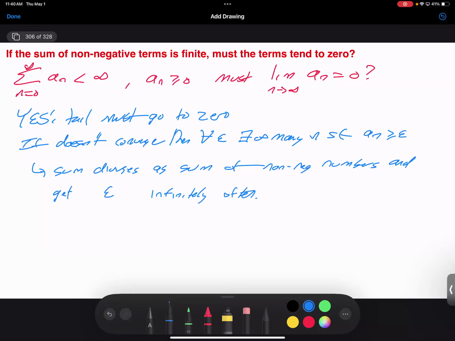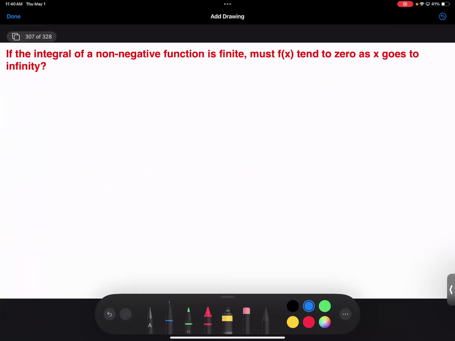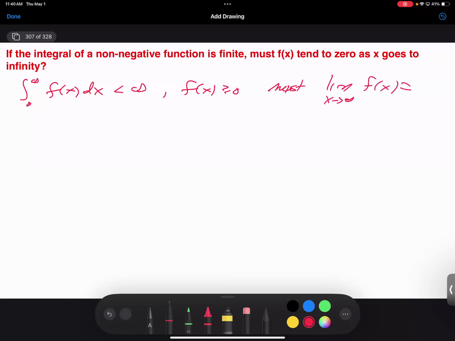Okay. What if instead of a sum, I say the integral? So, rescaled things. If the integral of a non-negative function is finite, so now we have the integral from, let's say, 0 to infinity of f of x dx is less than infinity, and f of x is non-negative, must the limit as x goes to infinity of f of x equal 0? So the function integrates to a finite number, it's non-negative, must the function be converging to 0 in the limit?